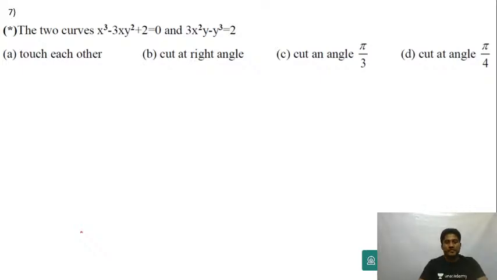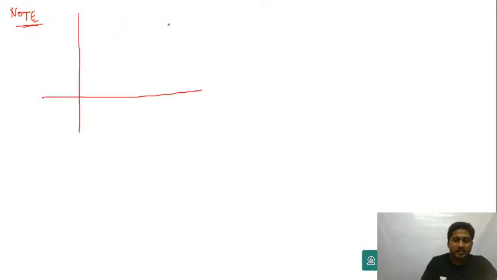Right, question number 7. Before I go to this question, let me just brief you about this. Whenever you have angle of intersection between two curves, you've already done in 11th standard coordinate geometry the angle of intersection between two lines. Suppose I have like this.